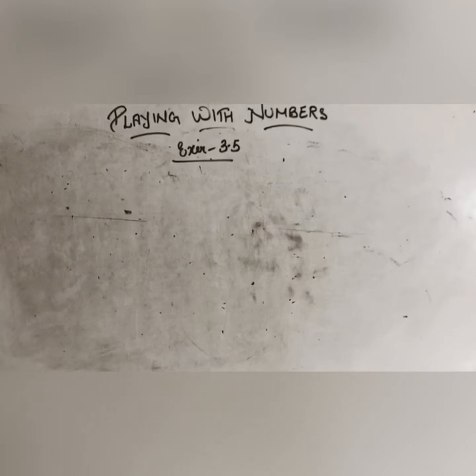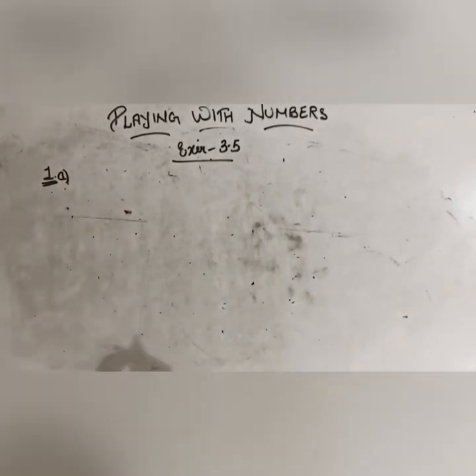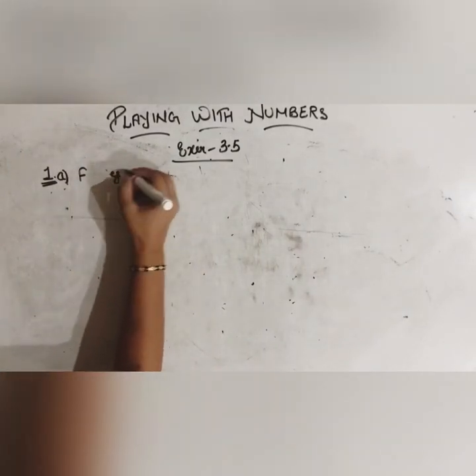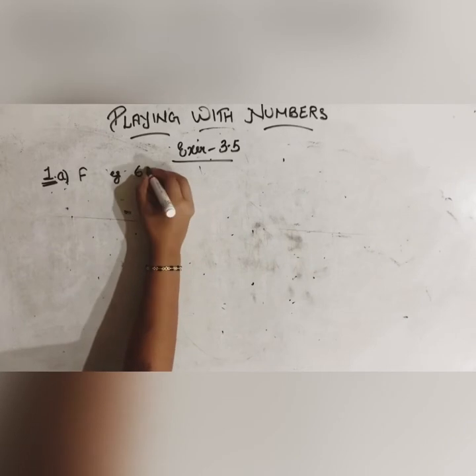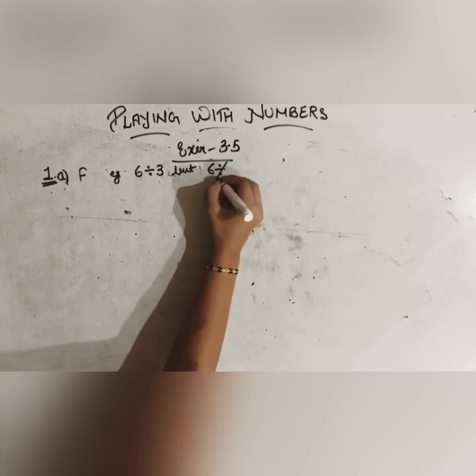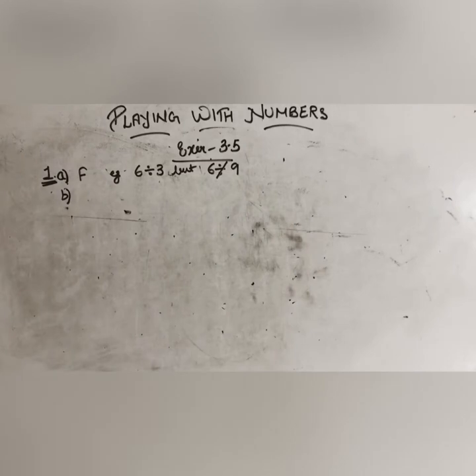Next is exercise 3.5. First question is true or false. A part: If a number is divisible by 3, it must be divisible by 9. Answer is false. Example, 6 is divisible by 3, but 6 is not divisible by 9. B part: If a number is divisible by 9, it must be divisible by 3.